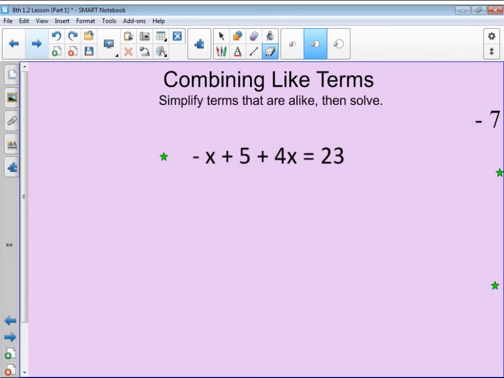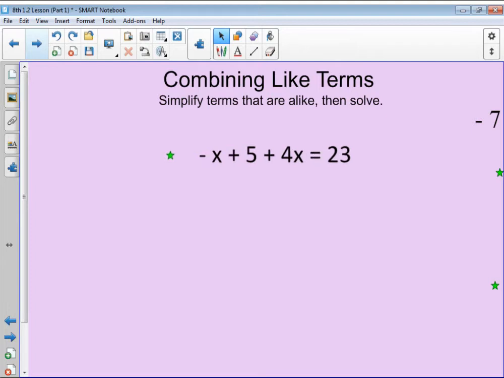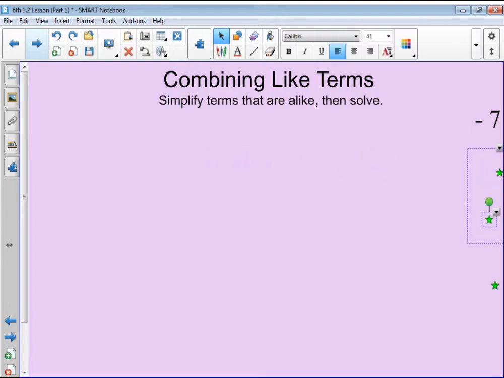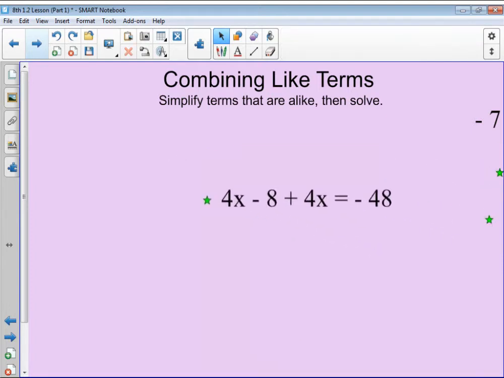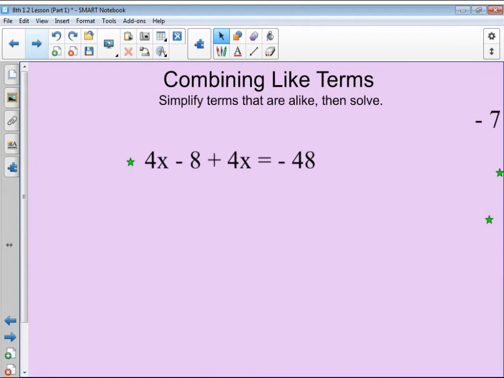So I'm going to slide one more out here for you guys to work on. And this one, you're going to go through and combine like terms on your own. So go ahead and pause your video again. And when you're ready to go through and check to see if you have it correct, then start the video up again.